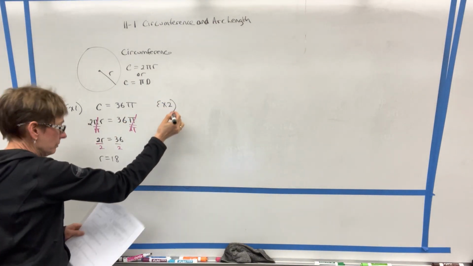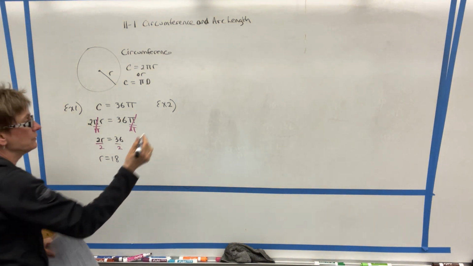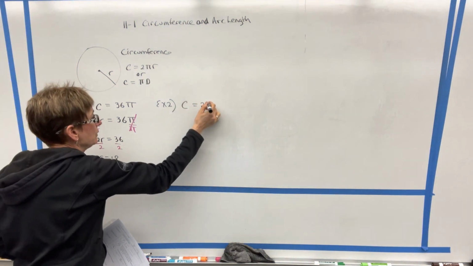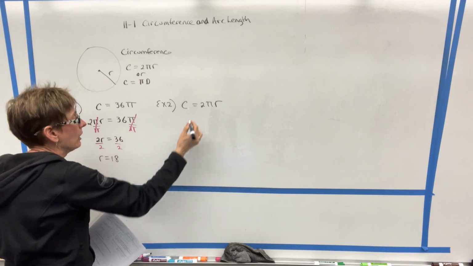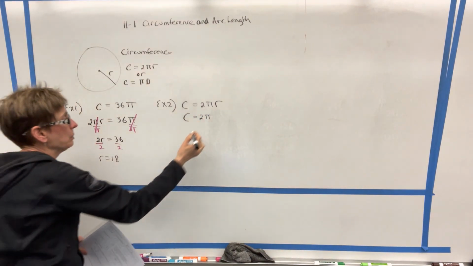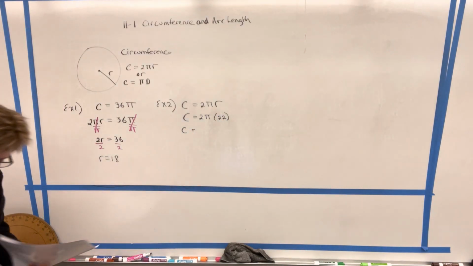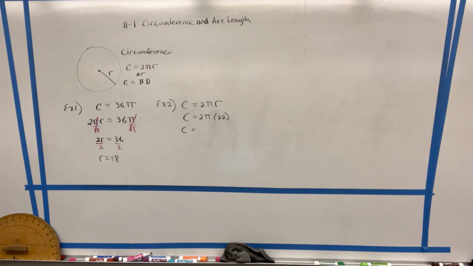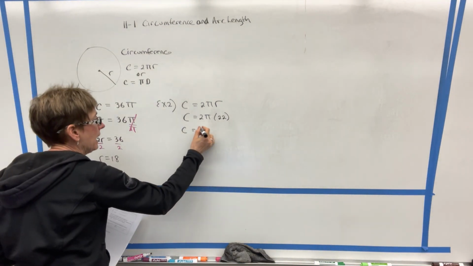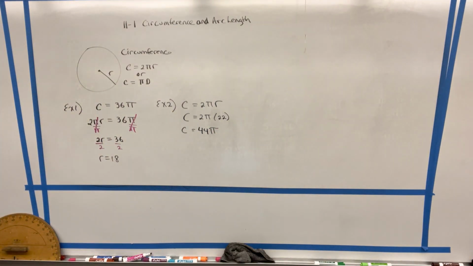Example number 2. Let's find the circumference of a circle with a radius of 22. So we're still going to use circumference equals 2 pi r. But now where it says radius, we're going to plug in 22. In this case, we would just take 2 times 22 and get 44. And we still have the pi there. So our circumference would just be 44 pi.